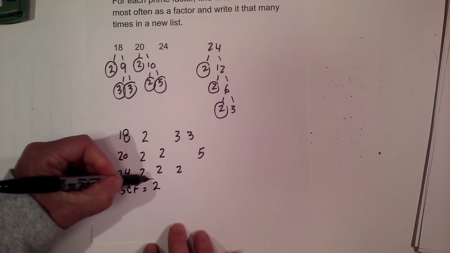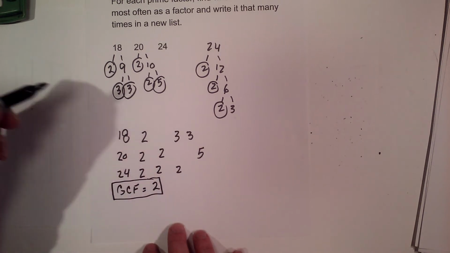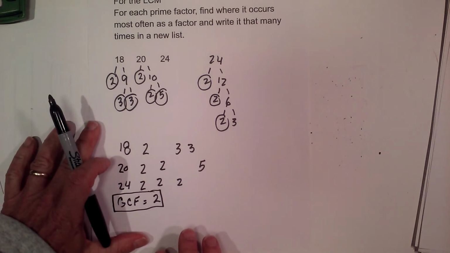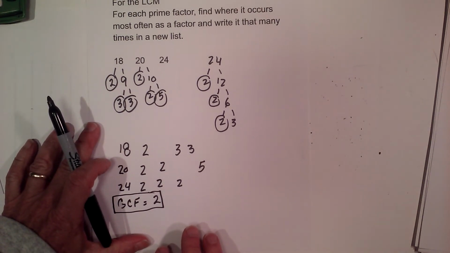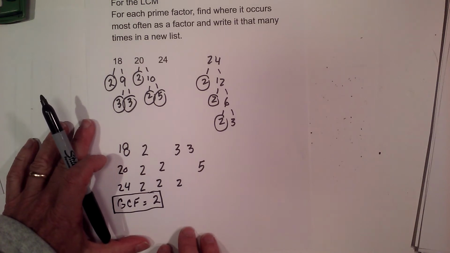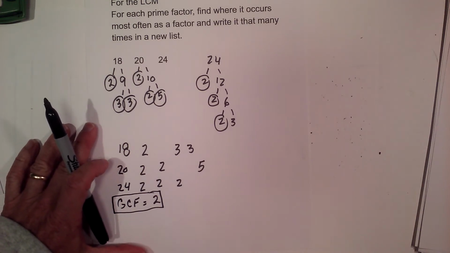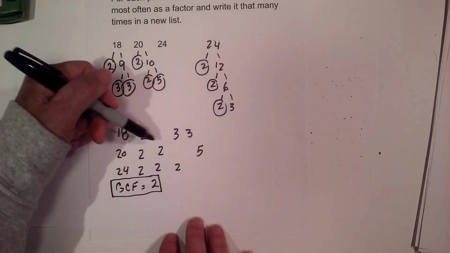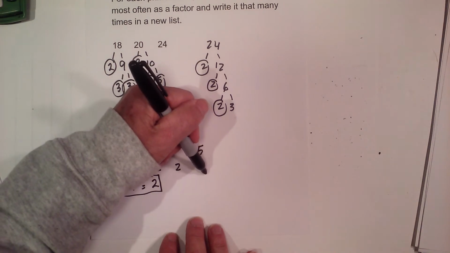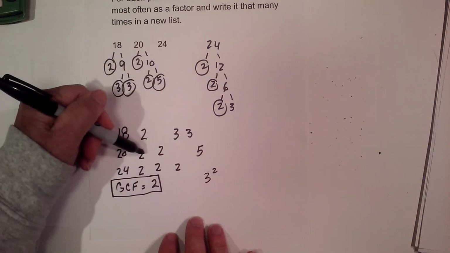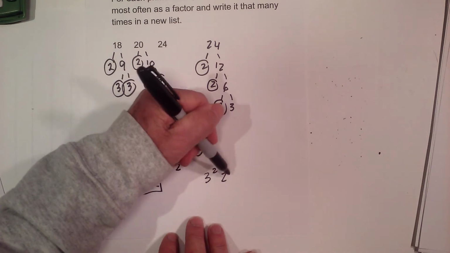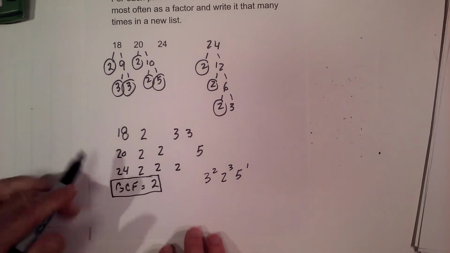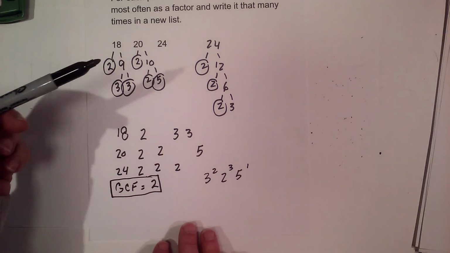Now for the LCM, I'm going to circle this. So here's what you do. You use this rule: for each prime factor, find where it occurs most often as a factor and write it that many times in a new list. So we have 3 squared, and that seems to be the largest. We have 3 squared, and it looks like we have 2 cubed, and then 5 to the first. So that qualifies. I've written it where it occurs most often.